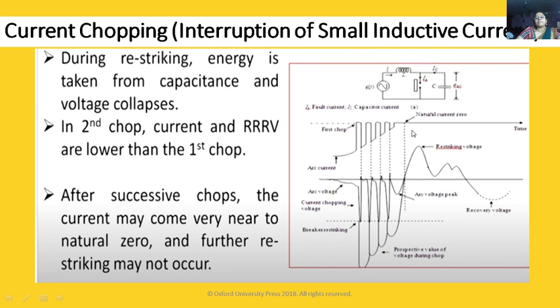Here restriking voltage may not occur. This is our gap withstanding capacity. Where the prospective value of voltage is greater than the gap withstanding capacity, the arc will restrike. Here, as it is less, at natural current zero it will not restrike.